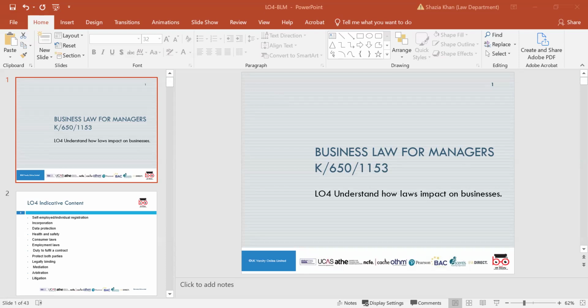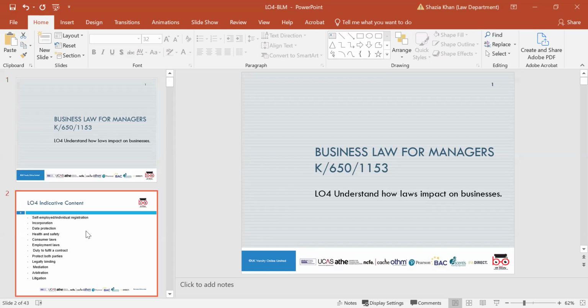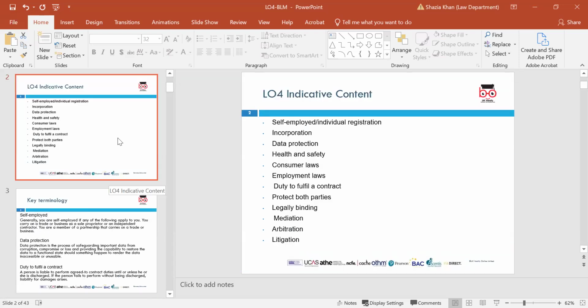And there's also an overlap in learning outcome 4 that you'll be able to address when we're looking at elements of the impact of legislation on businesses. So learning outcome 4: understand how laws impact on businesses, why they're so important, why there's a need for laws. The indicative content for this is self-employment, individual registration, incorporation, data protection, health and safety, consumer laws, employment laws, duty to fulfil a contract, protecting both parties, legally binding, mediation, arbitration, and litigation.